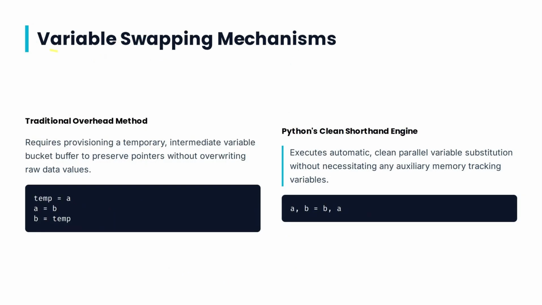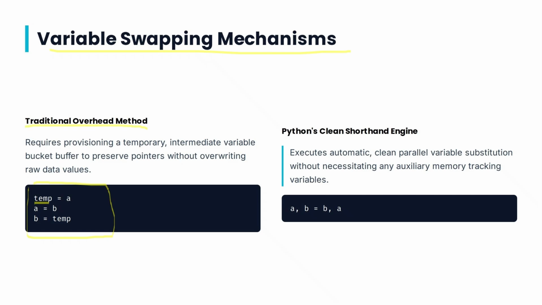Variable swapping mechanism. This is also very important. In later programming, we will be learning about swap programs also. Swapping using a third variable. This is an example of swapping using a third variable. Then there is also one program that is a bit tougher, that is swapping without a third variable, where we can't use this temp variable, we have to swap without this extra variable. So here is the traditional overhead method.